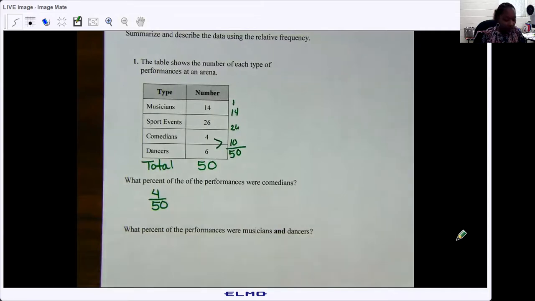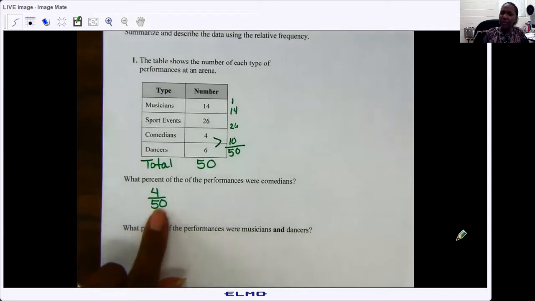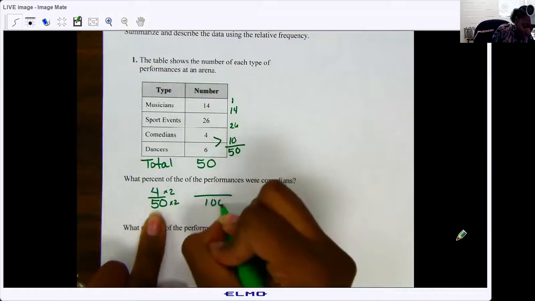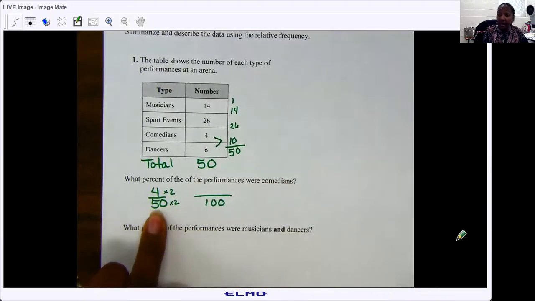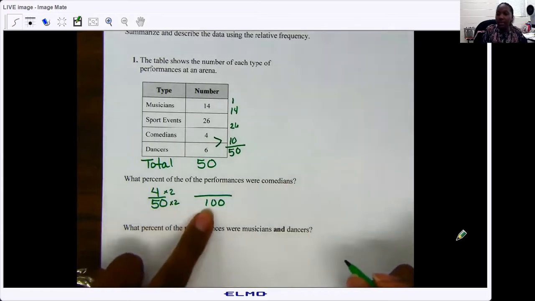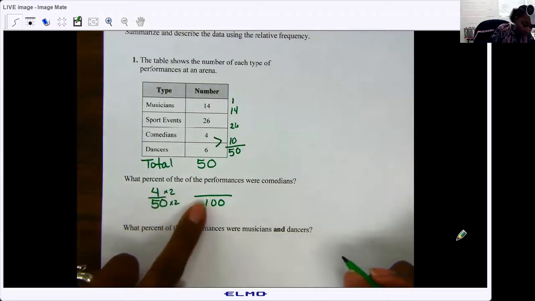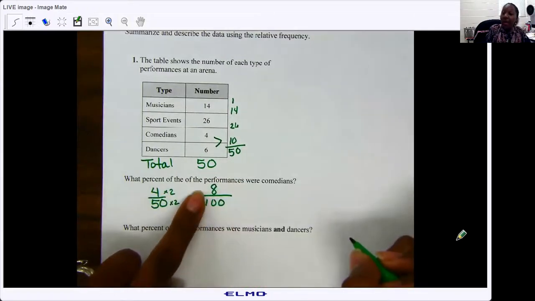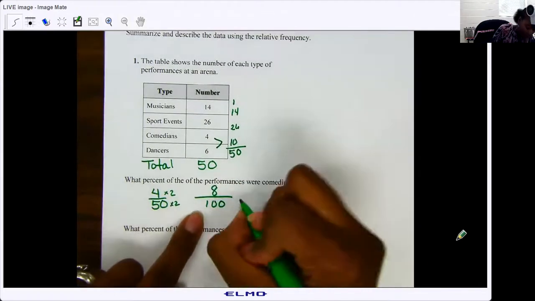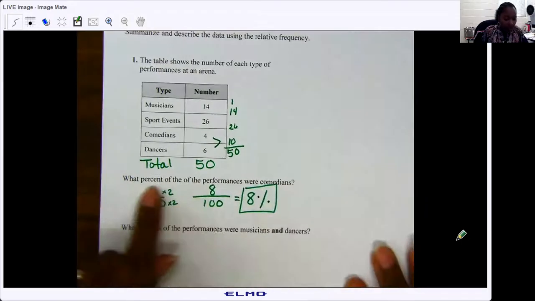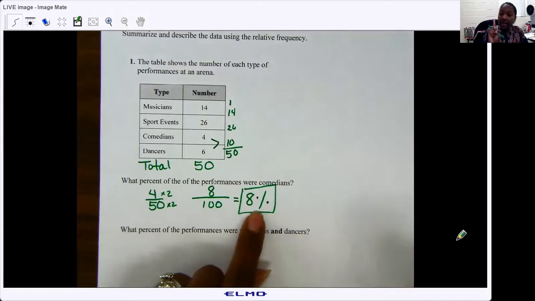Let's do the equivalent. Can I make 50 equal to 100? I can. If I multiply by 2, I will get 100 on the bottom. Isn't a percent out of 100? It is. So because I multiplied by 2 to get 100 on the bottom, I need to multiply by 2 on the top. 4 times 2 is 8. 8 out of 100, that is 8%. Okay, so what percent were comedians? 8%.